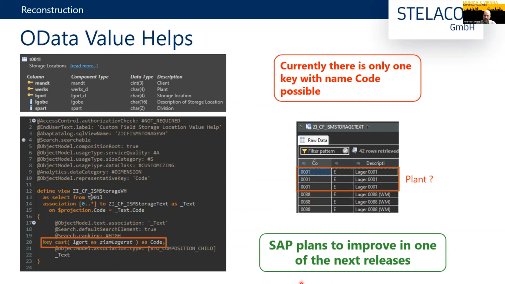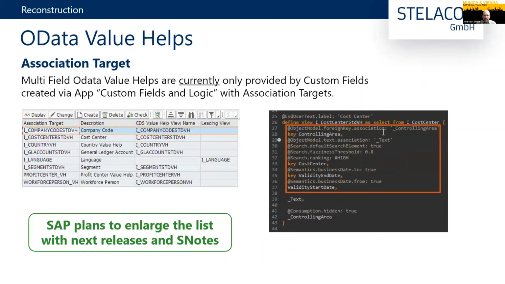Yeah, but it's the same. SAP also told us they want to improve this with one of the next releases. The preferred way from SAP is, instead of creating fields manually, you should use the app custom fields and logic. And if you use so-called association targets, but at the moment there are only a few of them, then you have more key fields, like for the cost center.